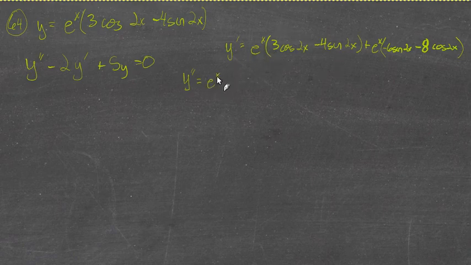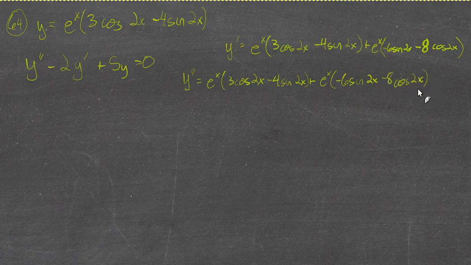So e to the x times 3 cosine 2x minus 4 sine 2x plus e to the x times negative 6 sine 2x minus 8 cosine 2x. Okay, well, that's the derivative of that thing. And now we take the derivative of this and add it on. So we will add on the derivative of this function. So use the product rule again, just like we did up here. So the derivative of e to the x is e to the x times this function, negative 6 sine 2x.